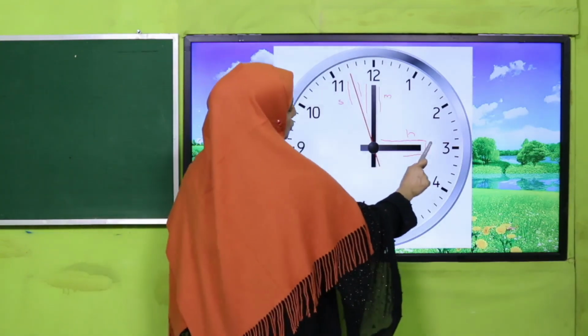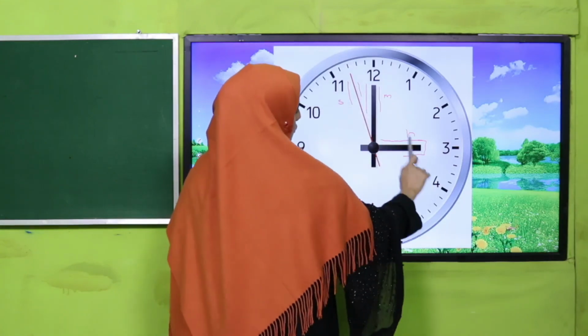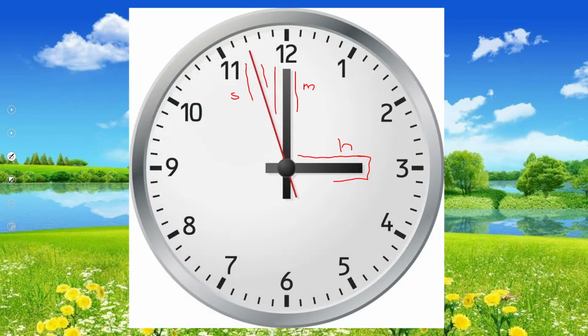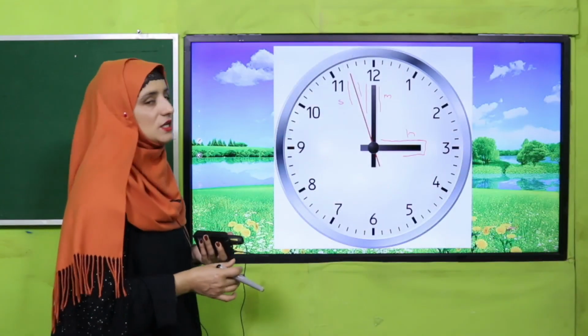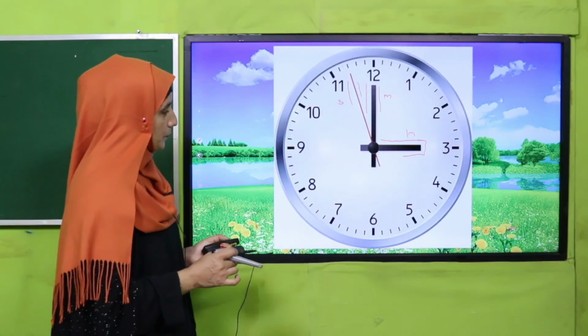Now you can see which time is going on. Yes, 3 o'clock. The long hand is at 12 and the short hand is at 3. So it means 3 o'clock. In this way we can see timing on a clock.